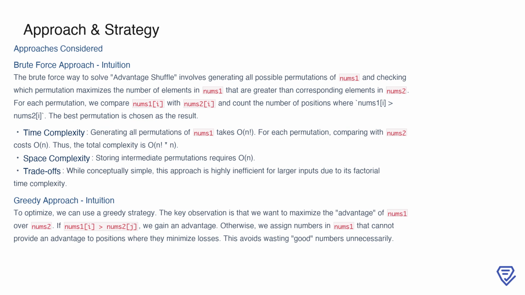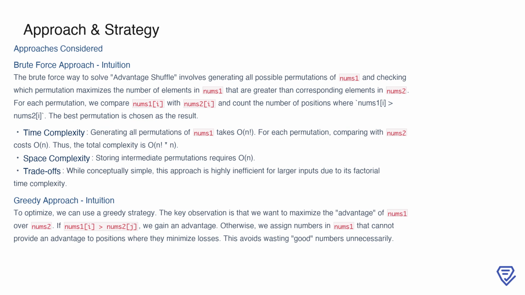While this approach is straightforward and easy to understand, it is computationally expensive. Generating all permutations of nums1 involves factorial time complexity, O(n!), and for each permutation, comparing it with nums2 requires O(n), leading to an overall complexity of O(n! * n). Additionally, storing intermediate permutations demands O(n) space. These trade-offs make the brute force approach impractical for larger input sizes.